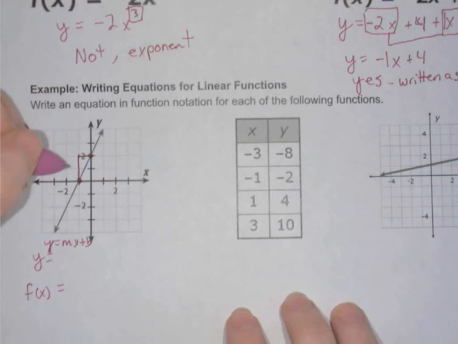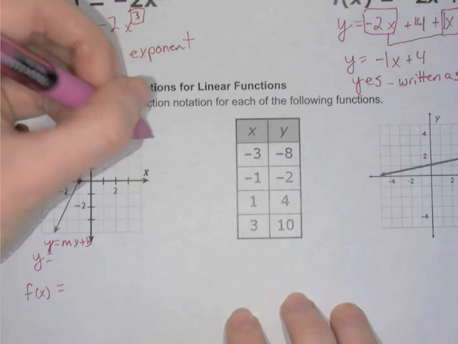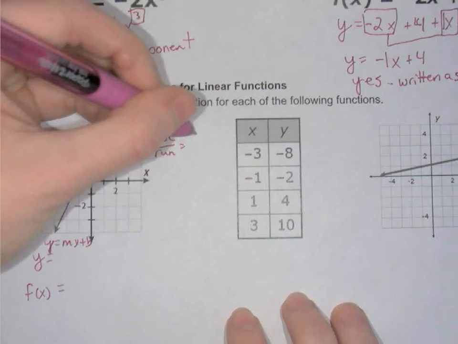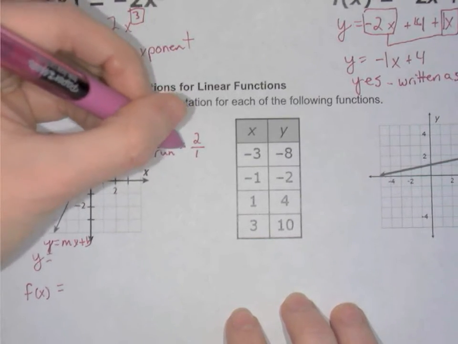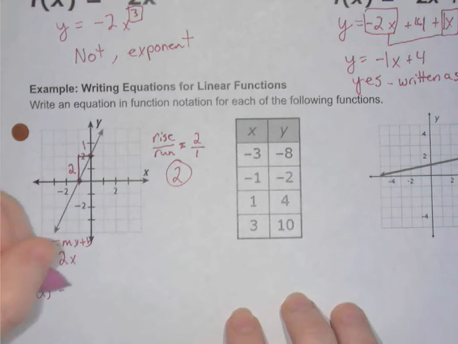So the rise here is going to be 2. We go up 2 boxes. The run is going to be 1. We go over 1. So in my slope, I'm going to use rise over run, which is 2 over 1 in this case. And 2 divided by 1 just gives me 2. So when I start to write my equation, we've got y equals 2x because my slope is 2. So y equals 2x, or f of x equals 2x.